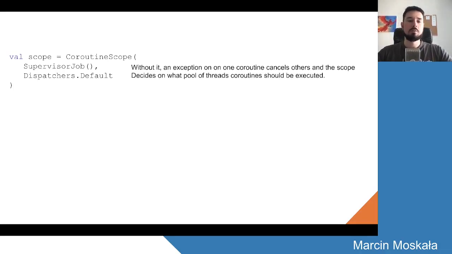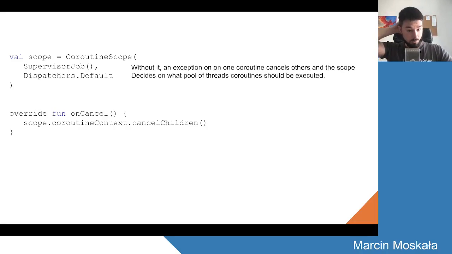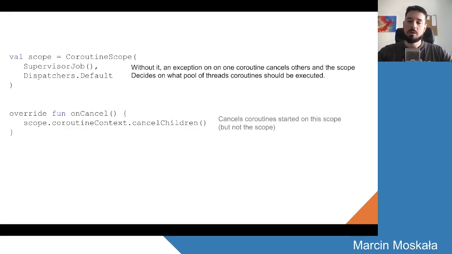Another thing that we often do is that we often set up to cancel coroutines started on a scope when they should be cancelled. So this is what we do on Android. When the view is destroyed or the view model is cleared or the presenter is cancelled, we cancel all the coroutines started on the scope. We do that by using cancelChildren. So this way we cancel the coroutines started on the scope, but not the scope itself.